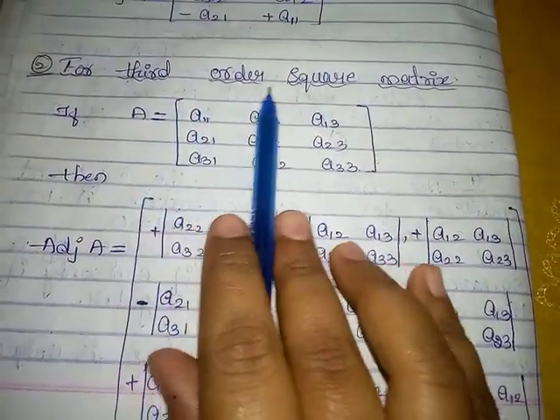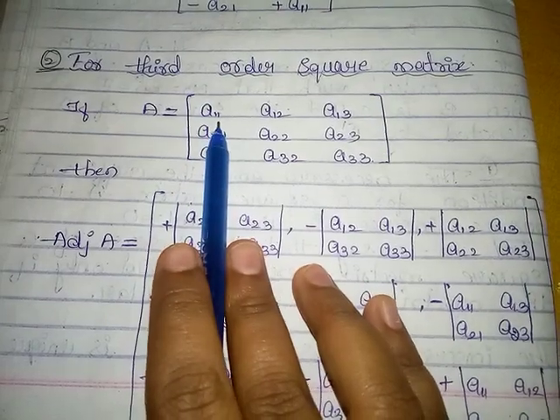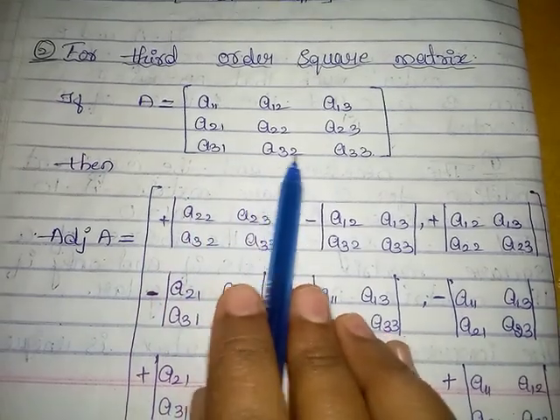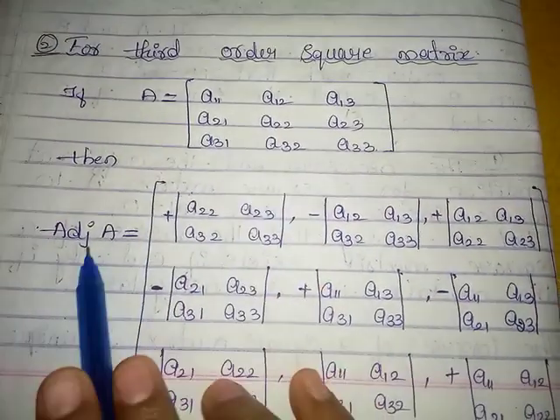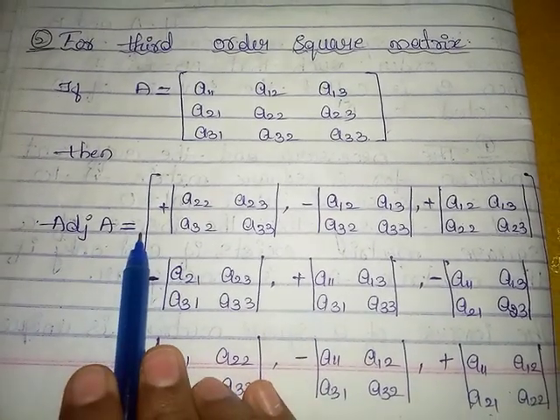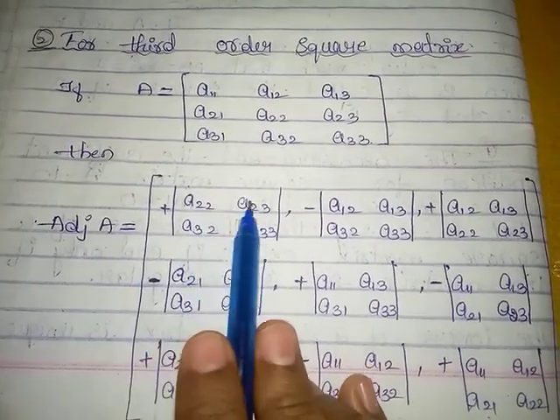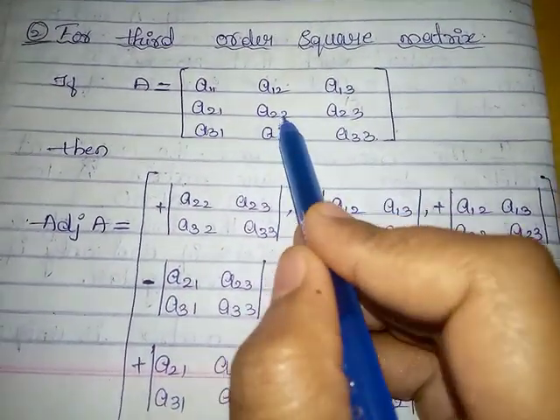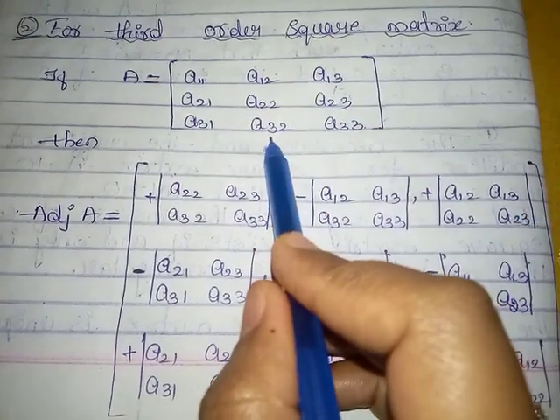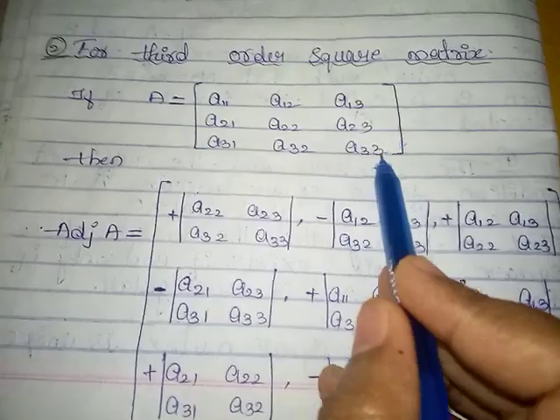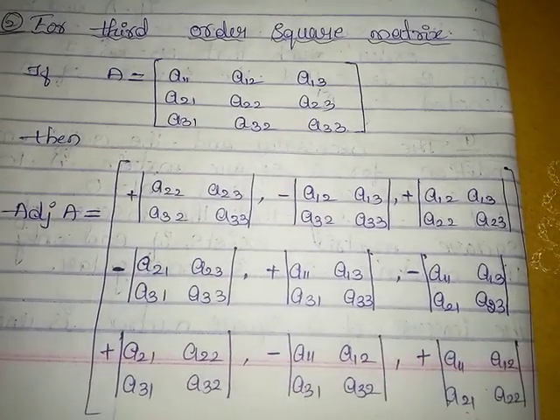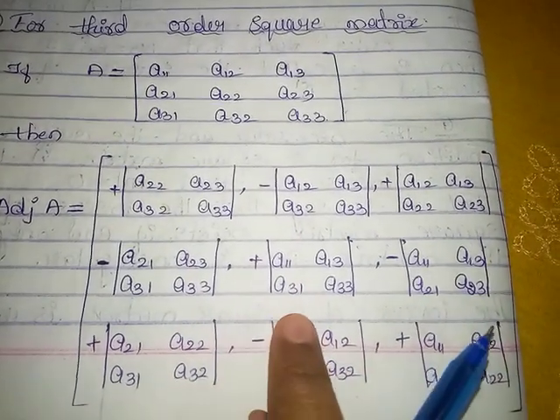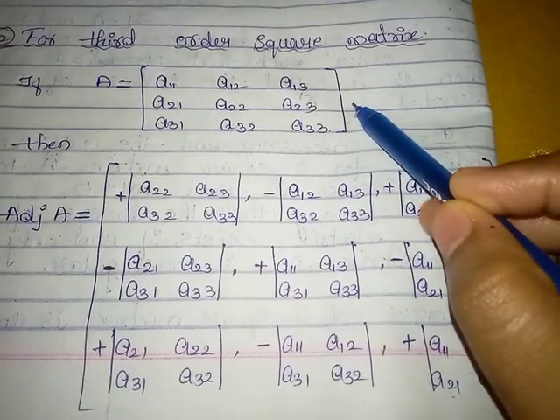Next, for a third order square matrix, if A is equal to A11, A12, A13, A21, A22, A23, A31, A32, A33, then the adjoint of this one is equal to what? Adjoint of A is equal to the determinant of A22, A23, A32, A33. See, these elements lie here, that is A22, A23, A32, A33. You already know how to find the determinant of a 3 cross 3 matrix. Using that knowledge, you have to find the adjoint of this 3 cross 3 matrix.